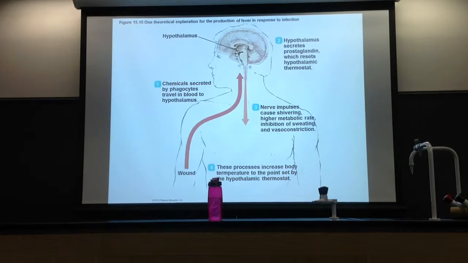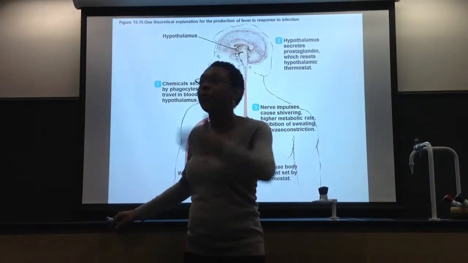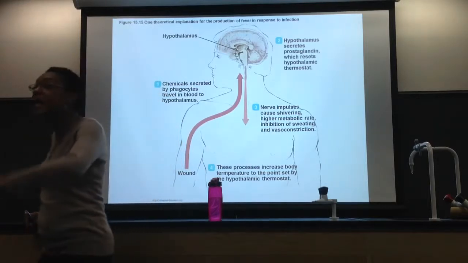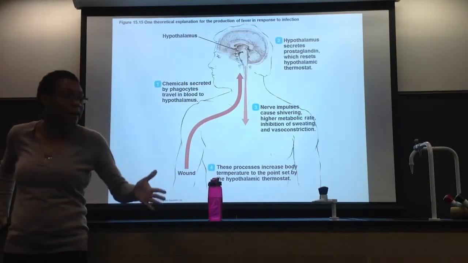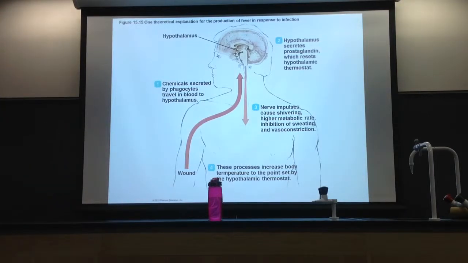Now, how do we turn up the thermostat? Well, we have to make prostaglandins. Prostaglandin will help to turn up your temperature. Now, what does prostaglandin do? This is why, again, you take what? Ibuprofen and aspirin to do what? Lower the fever. If you can get rid of prostaglandin, you bring your temperature back down. Make sense?